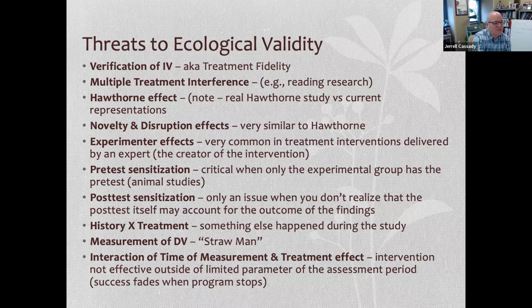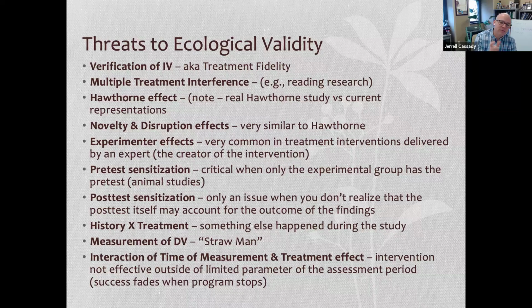Post-test sensitization is also a situation where merely giving you the post-test may affect your disposition, your response set, whatever it might be. And if I just did an observation without actually you knowing that I was collecting the data, maybe your performance would be different in some way.